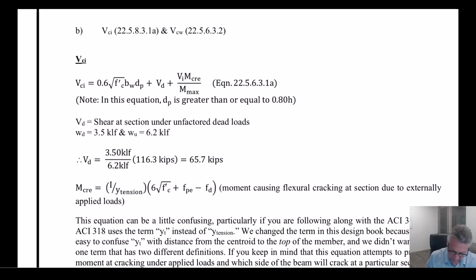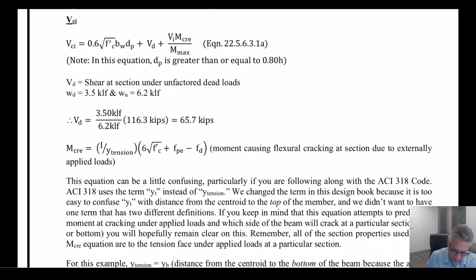Okay, so we're going to actually calculate that, and all I'm doing here is saying that the dead load only was 3.5 kips a foot. I'd already calculated MV and WU, so this is the factor loading. All I'm doing is ratioing the dead load to the total factor load multiplied by the dead load shear at that location, and I come up with just the dead load. I'm sorry, this was the factored shear. This is just the dead load shear at that location. Pretty simple stuff.